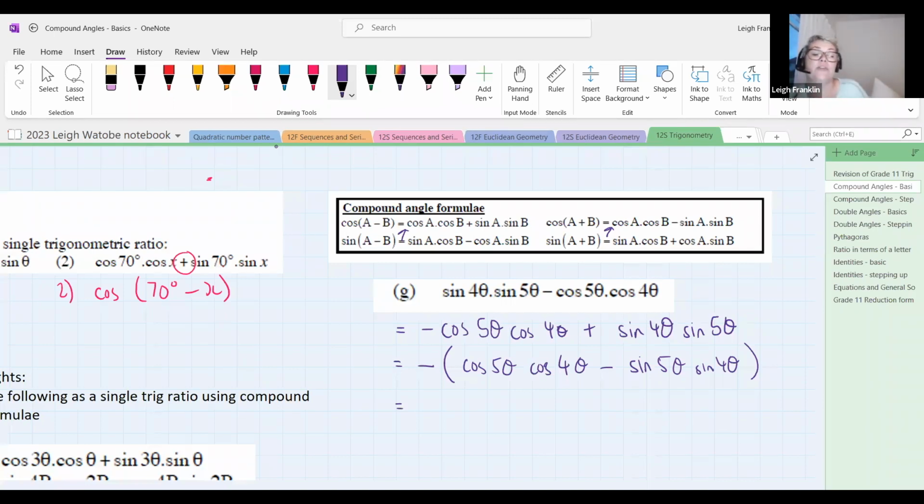And now what can I do? It now looks like this one over here, where I've got cos A cos B minus sine A sine B. So now I can do the reversal of the expansion, and I can write this as negative cos 5 theta plus 4 theta, which gives me negative cos 9 theta as my final answer.